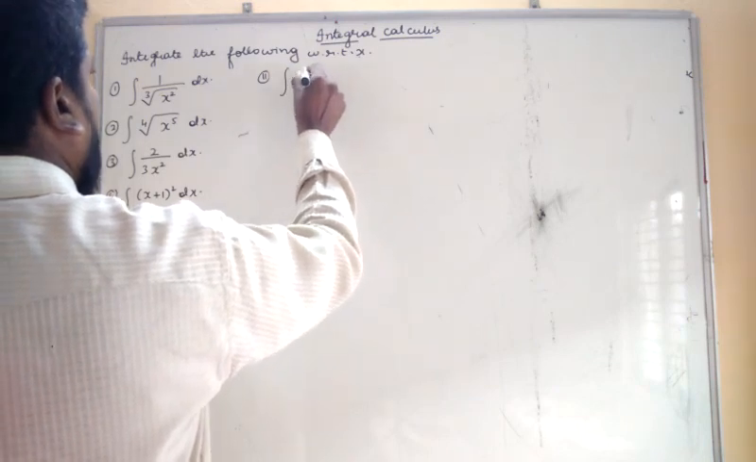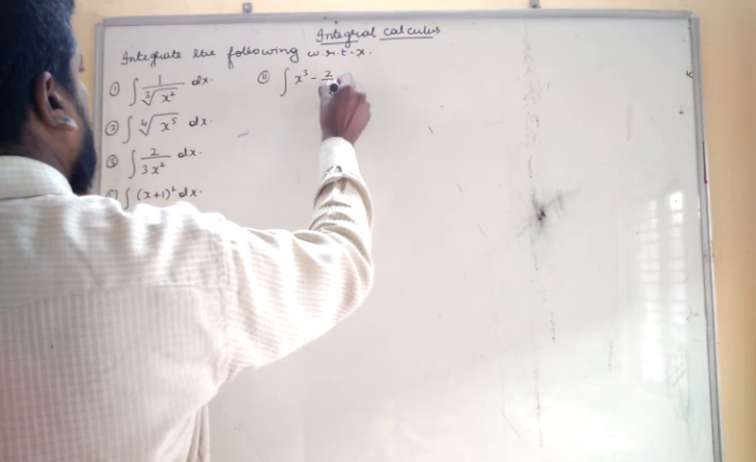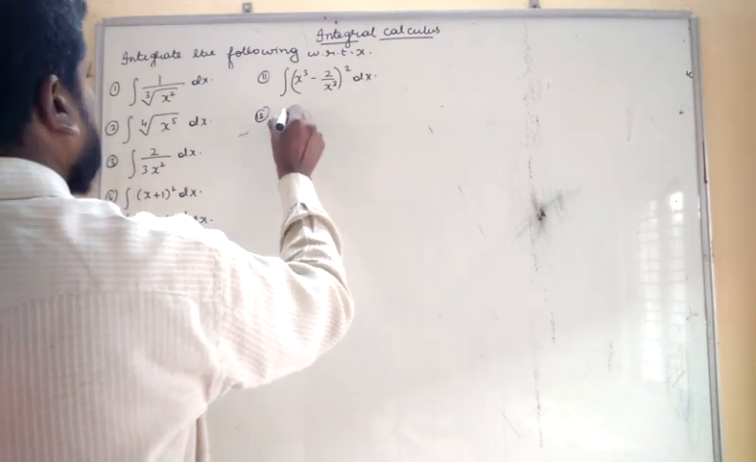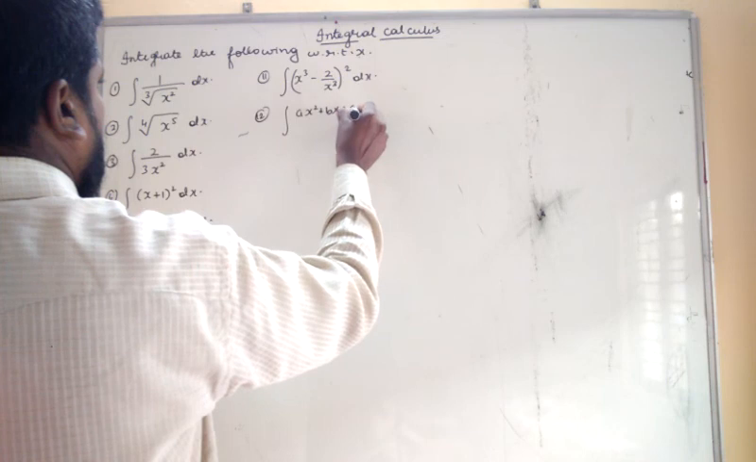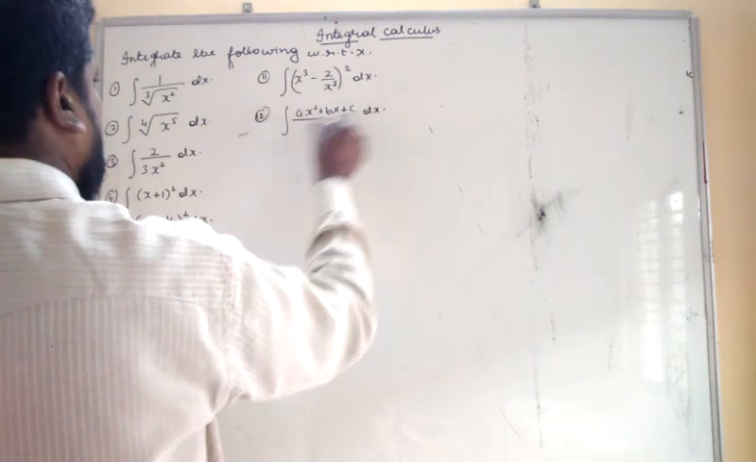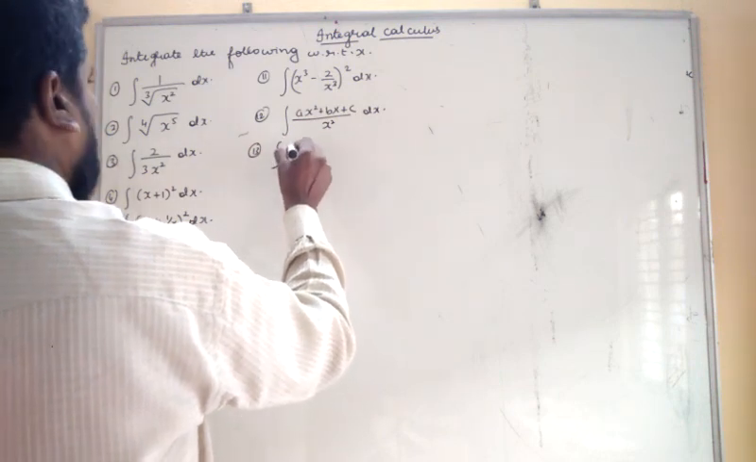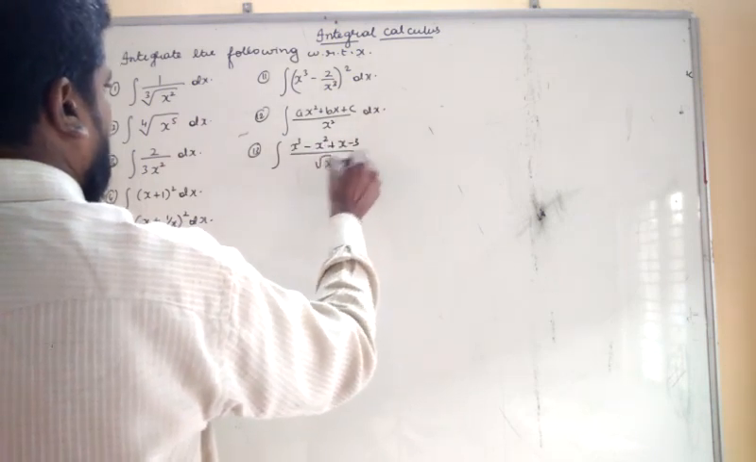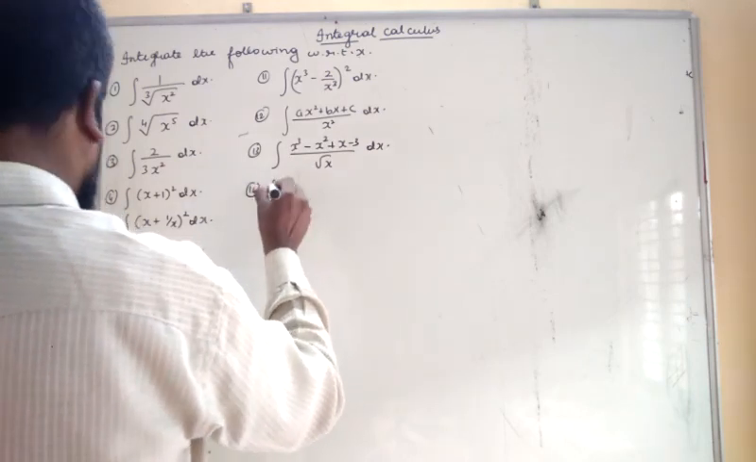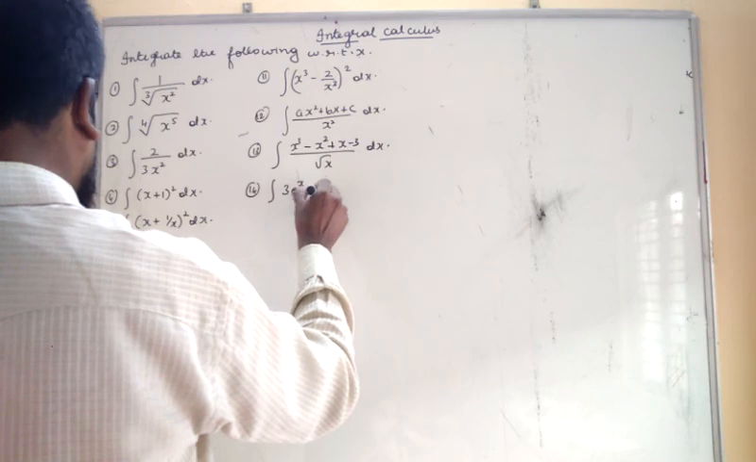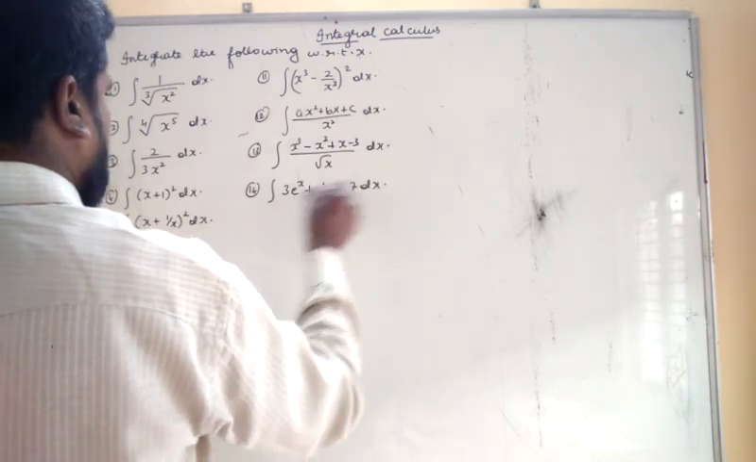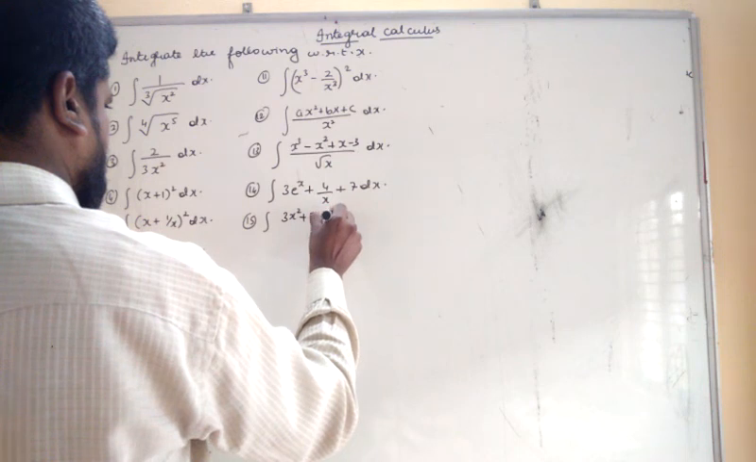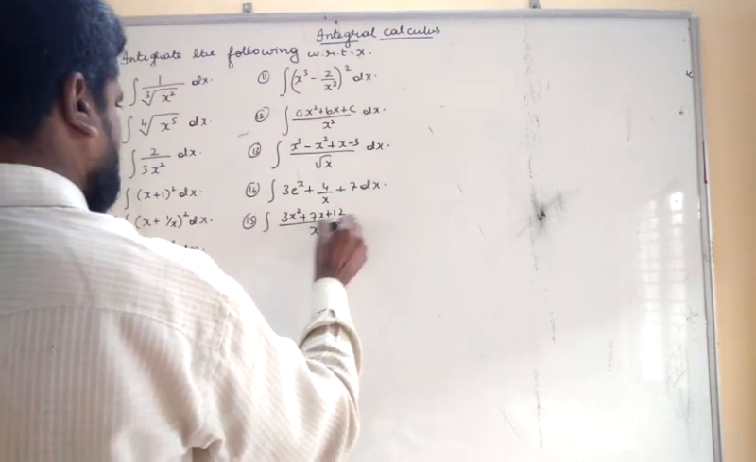integration of x cube minus 2 by x cube whole square dx, then integration of ax square plus bx plus c by x square dx, then integration of x cube minus x square plus x minus 3 by root x dx, then integration of 3 to the power of x plus 4 by x plus 7 dx, then next 3x square plus 7x plus 12 by x cube dx.